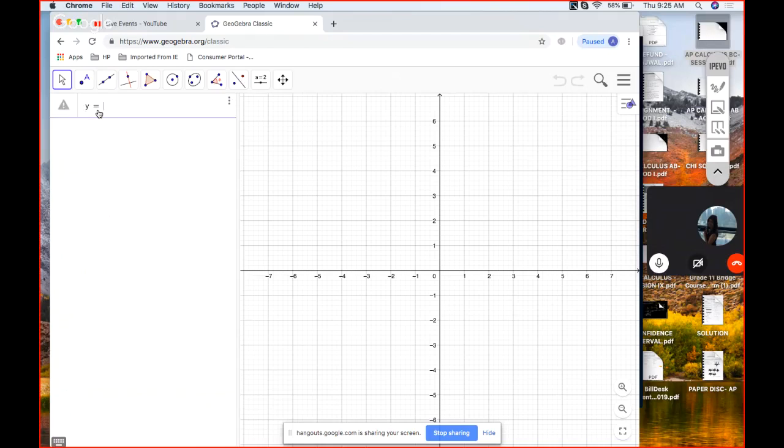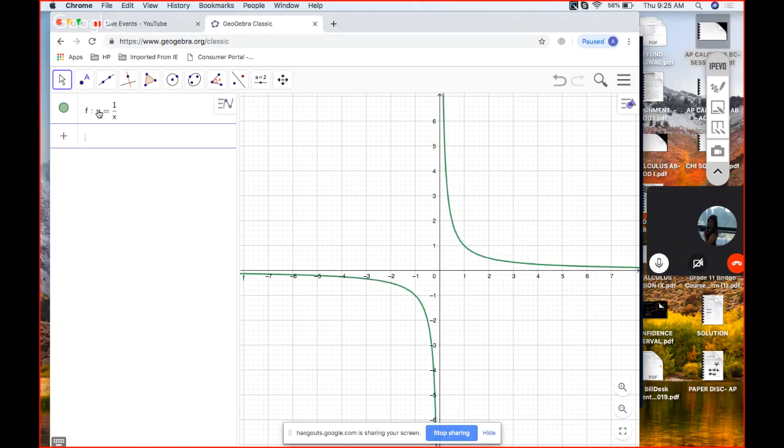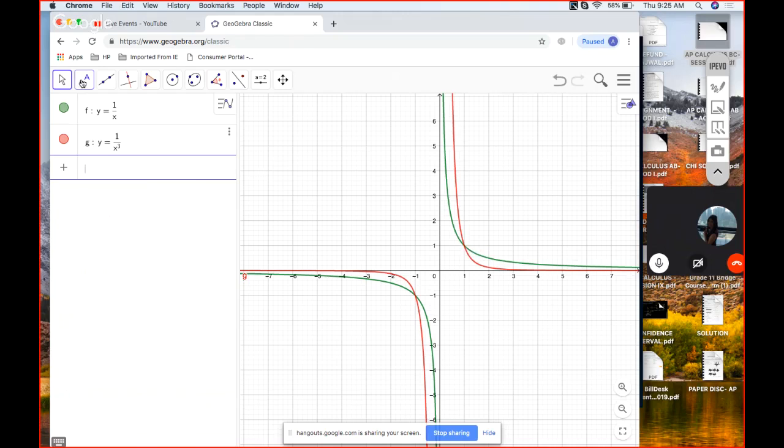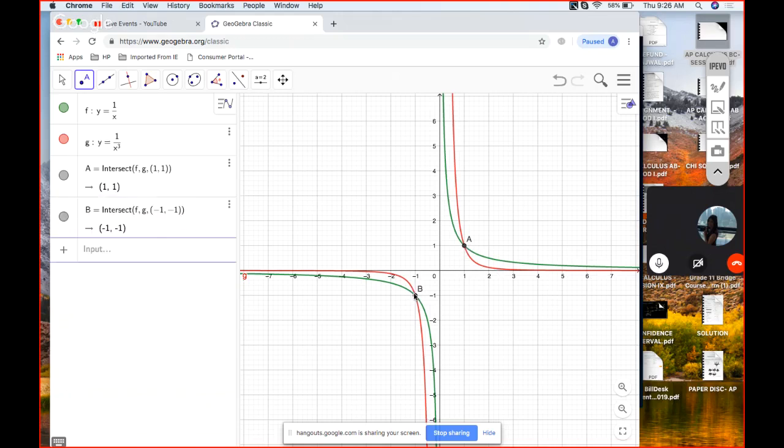So y is equal to 1 by x and y is equal to 1 by x cube. You see that change? The red graph is the graph of 1 by x cube. The green graph is the graph of 1 by x. After this point 1, you can see that the red graph is below the green graph. And between -1 to 1, or between 0 to 1, you can say the red graph is higher than the green graph.